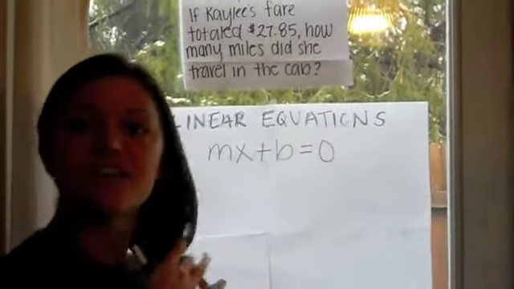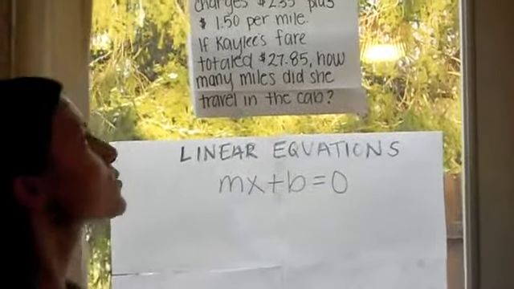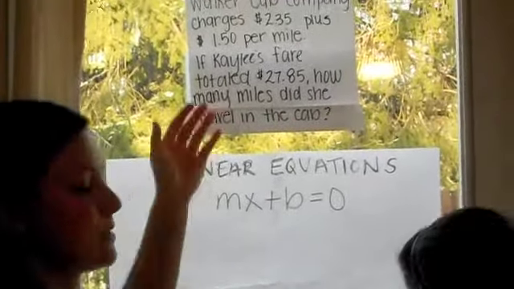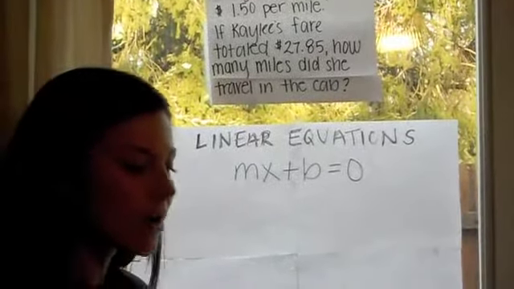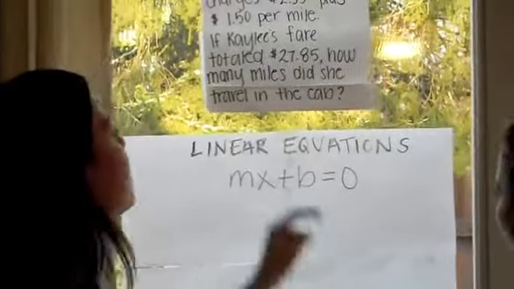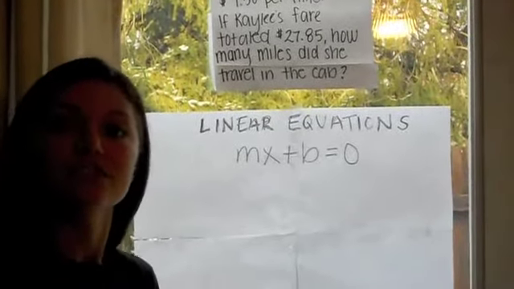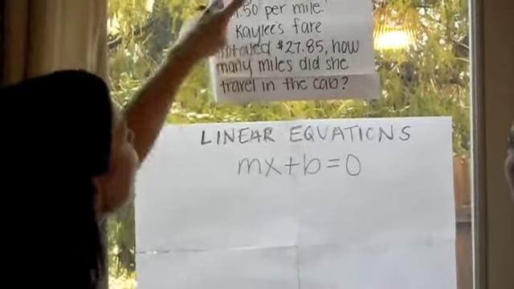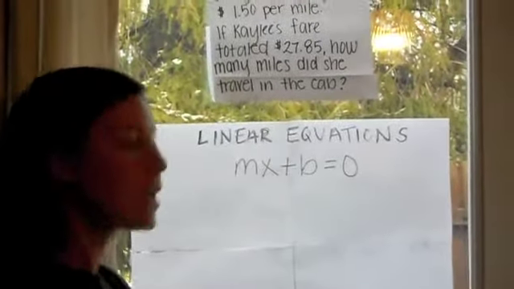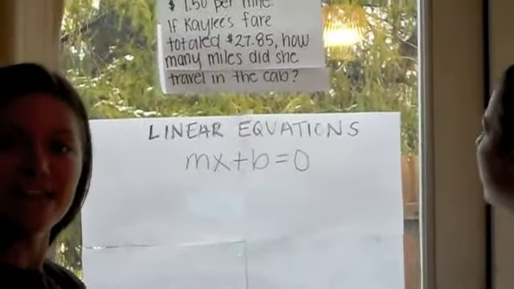Now, first we need to figure out what we know from the problem. We know that our m is equal to $1.50 per mile, because we are trying to figure out how many miles she traveled. So the miles is what is in question. We know its initial cost is $2.35, so that is going to be our plus b. And then we know the total equals $27.85.